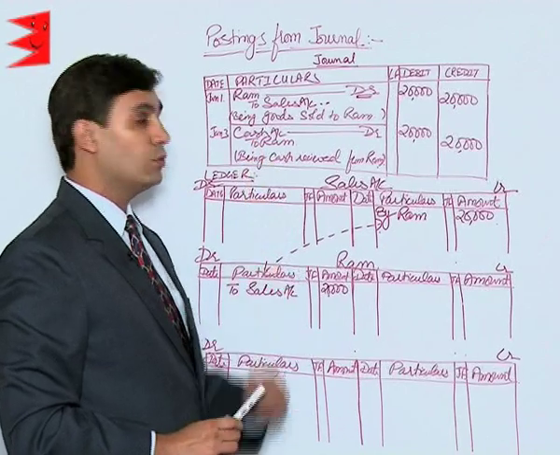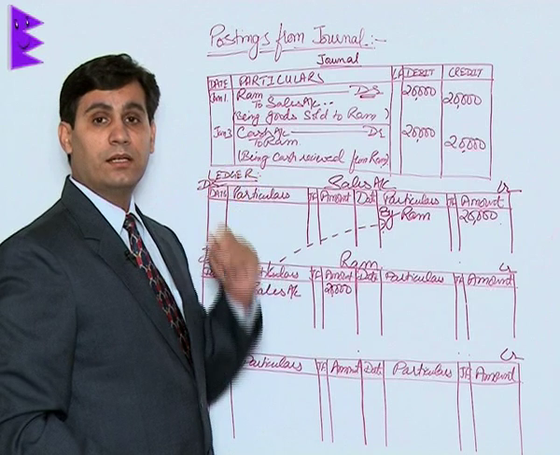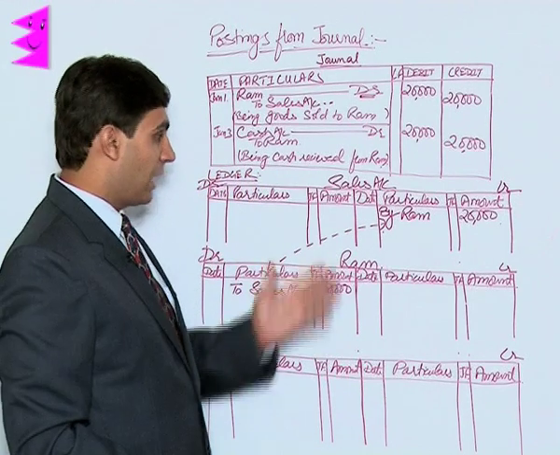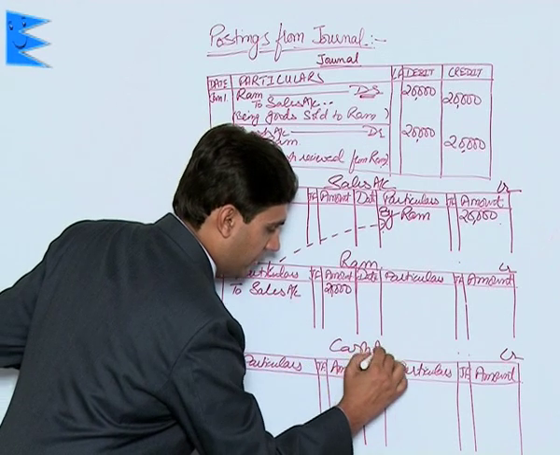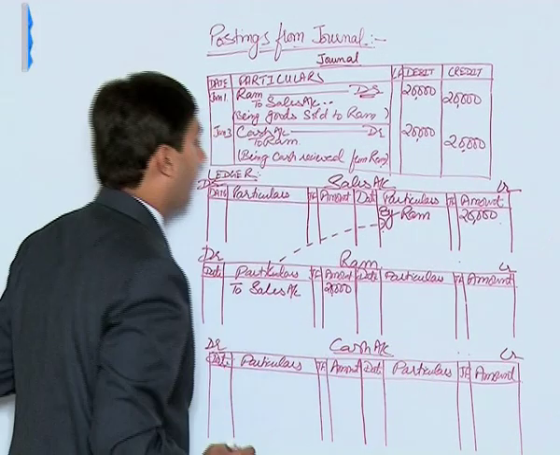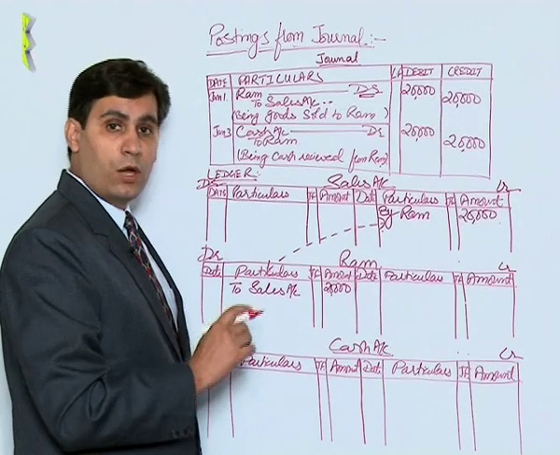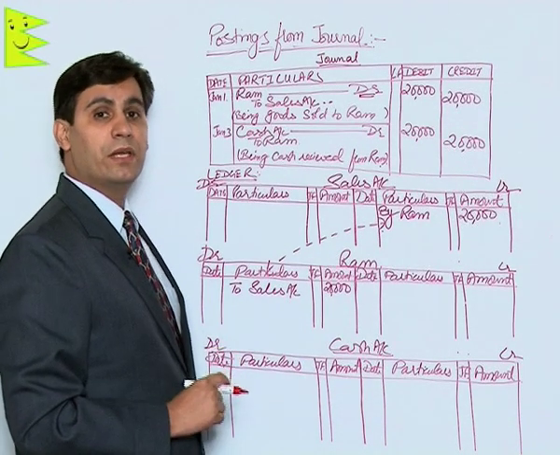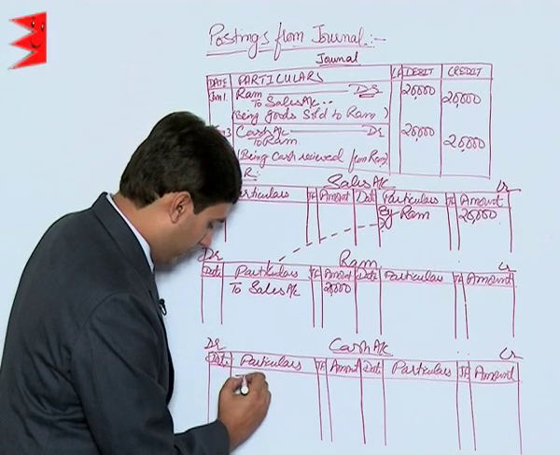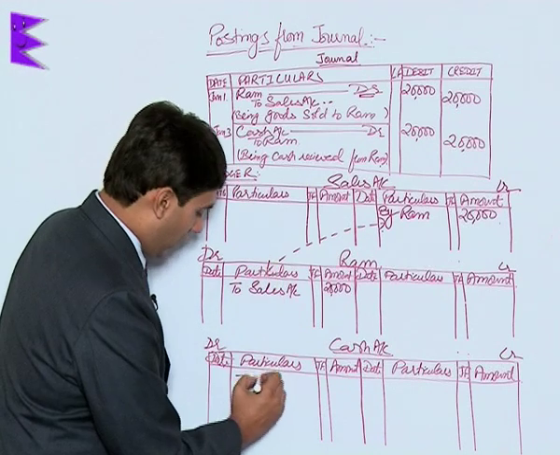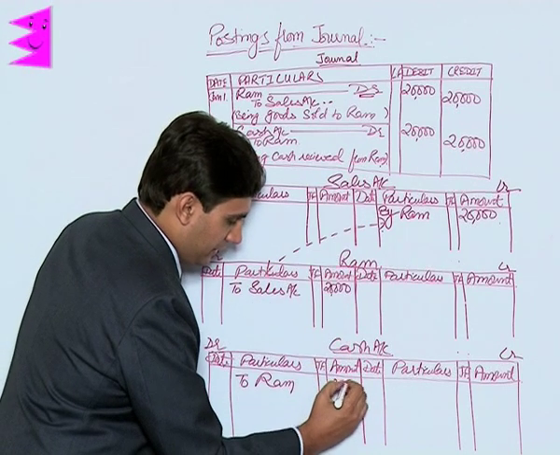Now students, let us try and post the second journal entry. Cash account debited to Ram. In this case, Cash account has been debited. We don't have a Cash account, so let us prepare a Cash account. This is our Cash account. Now Cash account has been debited. Again, for the account which has been debited, the posting will appear on the debit side. So on the debit side of Cash account, we will write To Ram. Amount 20,000 rupees.